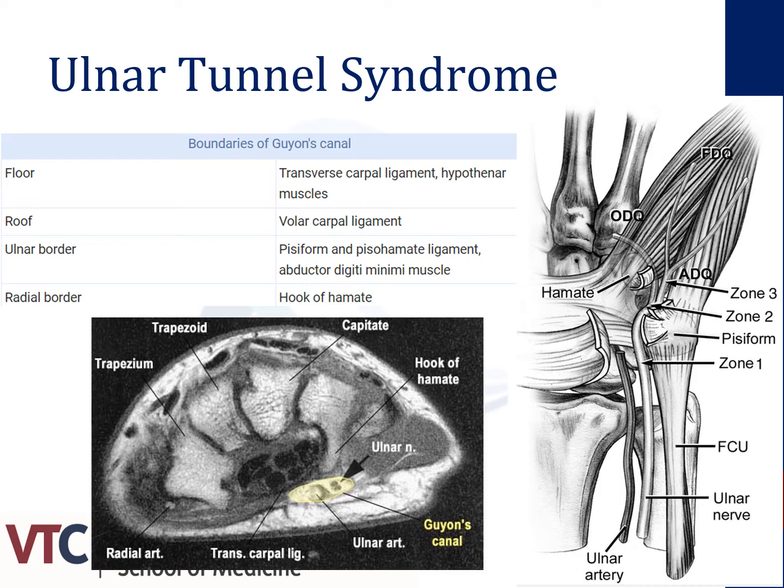muscles. It contains the ulnar nerve as it bifurcates into the superficial sensory and the deep motor branches, and the ulnar artery. The ulnar nerve lies deep and ulnar to the ulnar artery. This slide demonstrates the boundaries of Guyon's canal.